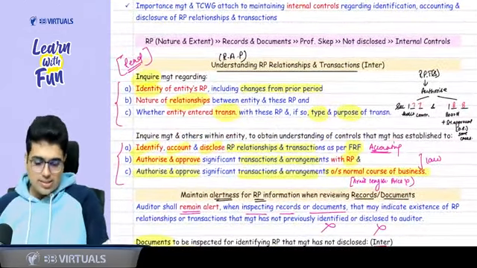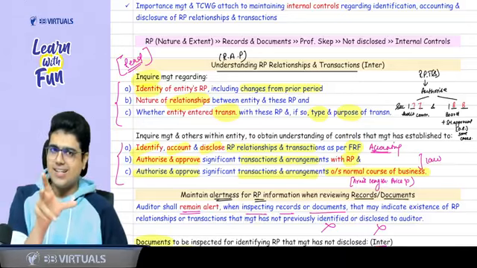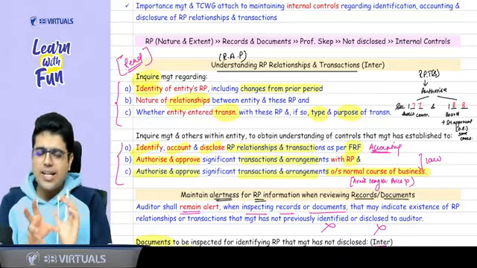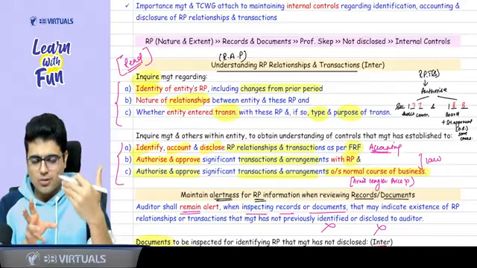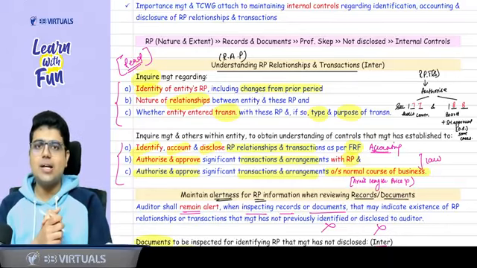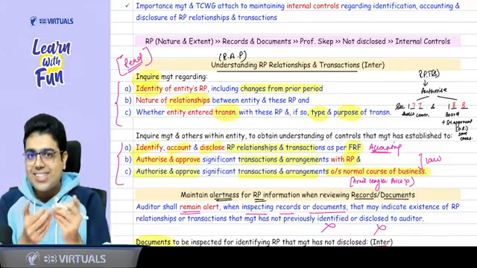So talking about the risk assessment procedure, what is a risk assessment procedure all about? Here you take understanding of the related party relationships and transactions, and through that understanding, you identify and assess the risk of material misstatement. Sir, how will I be able to understand the related parties, relations and transactions? By inquiring, by asking the management.